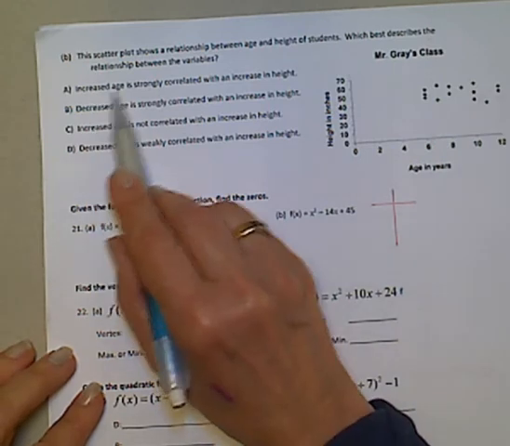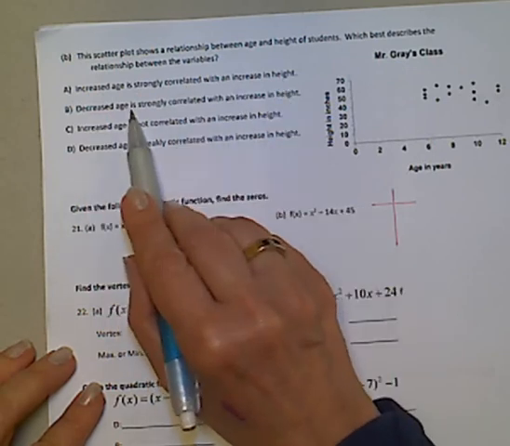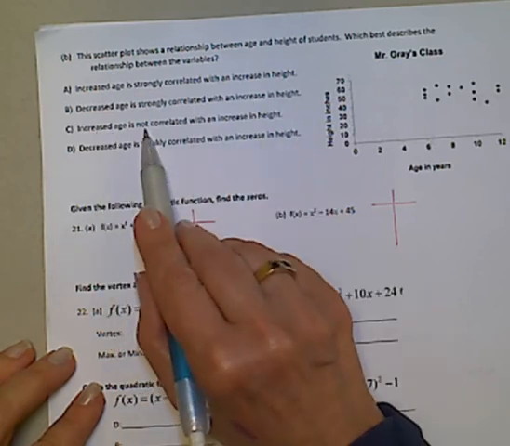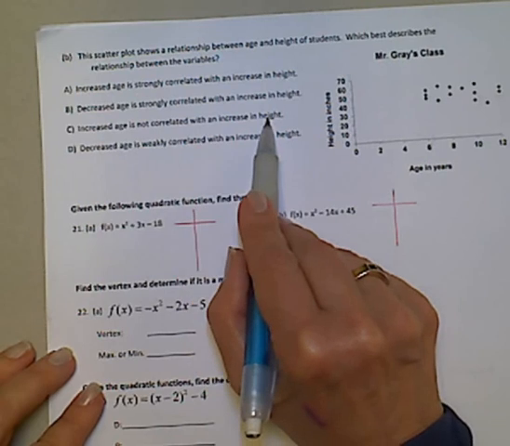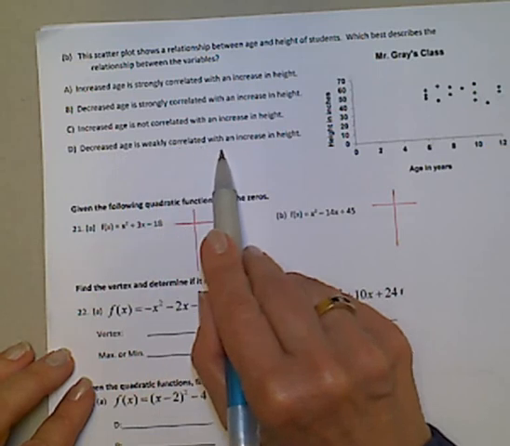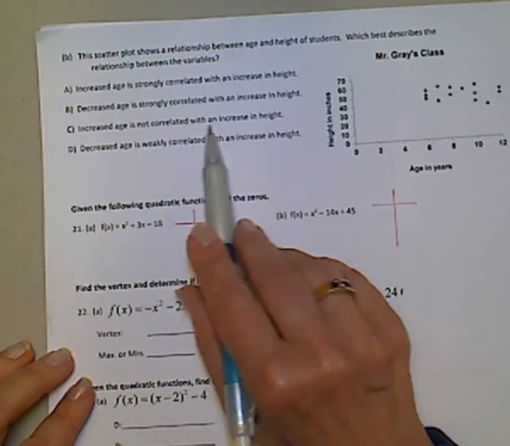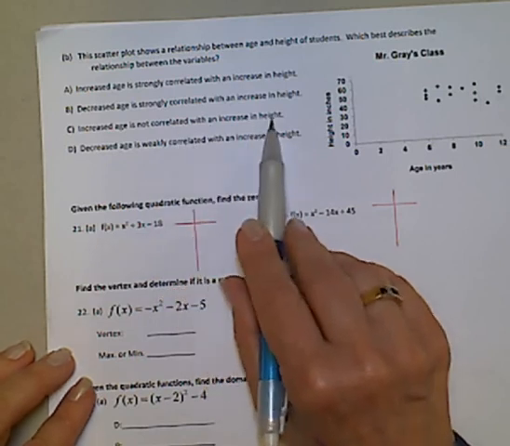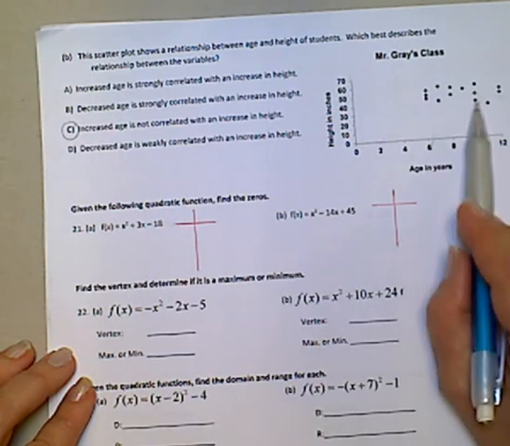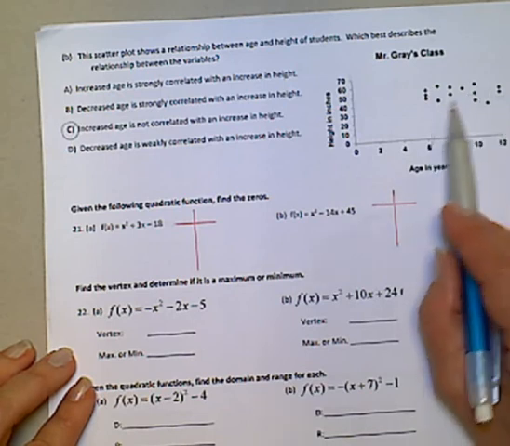A, increased age is strongly correlated with an increase in height. B, decreased age is strongly correlated with an increase in height. C, increased age is not correlated with an increase in height. D, decreased age is weakly correlated with an increase in height. So increased age is not correlated with an increase in height is really the best answer. This just shows that people are all different sizes. You can't automatically say that the older you get, the taller you will be.